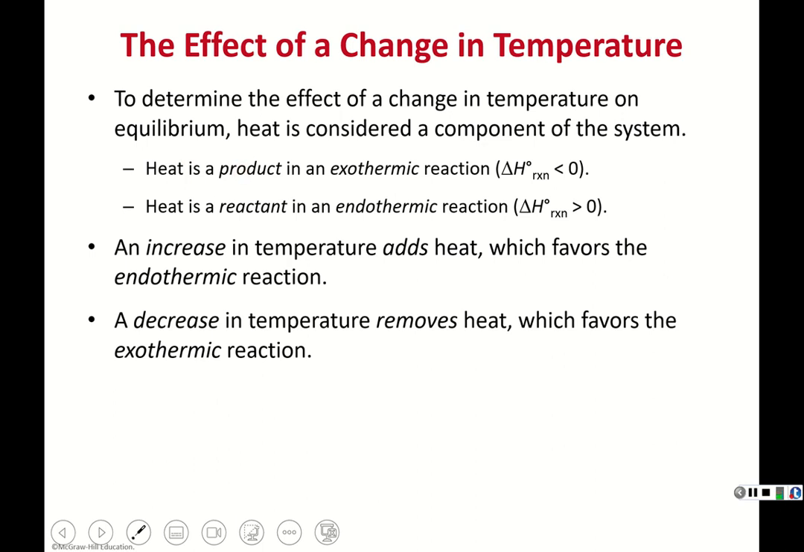The opposite is true for endothermic reactions. That's when delta H is a positive value. Heat is going to be a reactant. You need heat to make the reaction go, so heat is a reactant. So an increase in temperature is adding more heat to the system, so it's going to favor the endothermic reaction. A decrease in temperature is going to be removing heat, so that's going to favor an exothermic reaction.